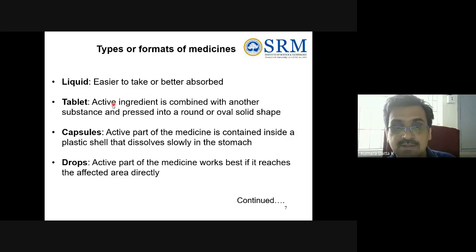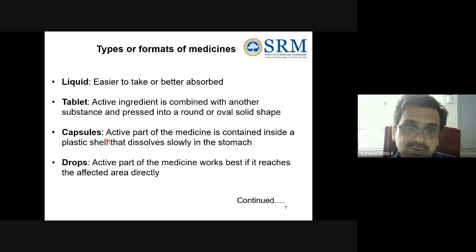So what they do is take the active ingredient and combine it with other substances. I don't know how many of you are aware of some calcium based tablets. They have some chocolate coating or whatever you name. They'll have some other coatings which make them more chewable or give a different taste. Or some tablets, where it is combined with other substances and pressed into round or oval shaped tablets. You might be seeing different kinds of shapes of tablets, but this is a general definition.